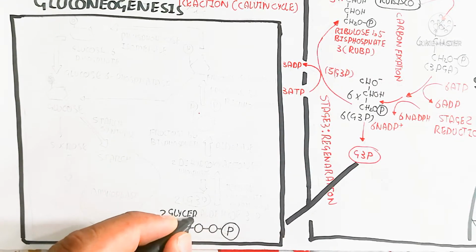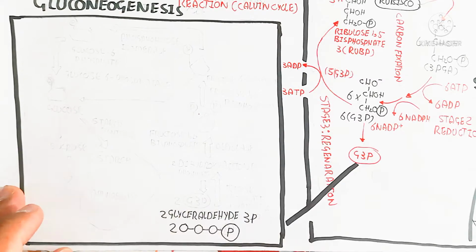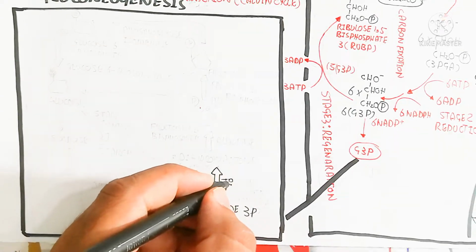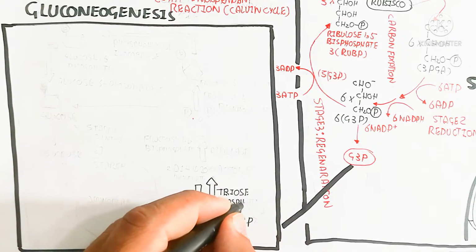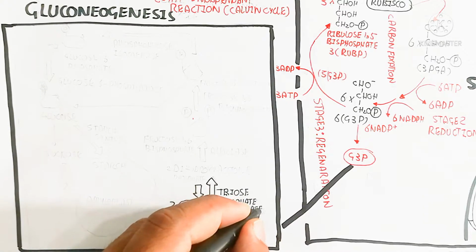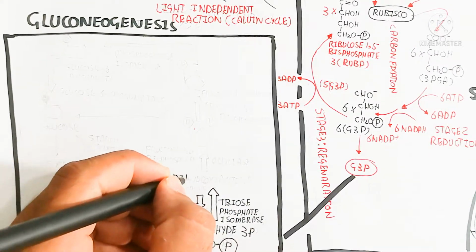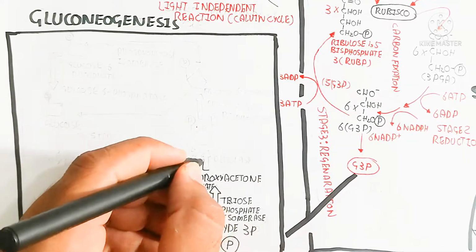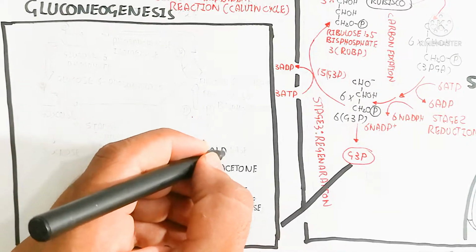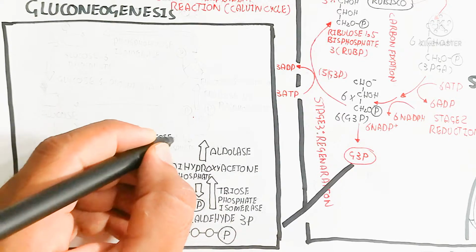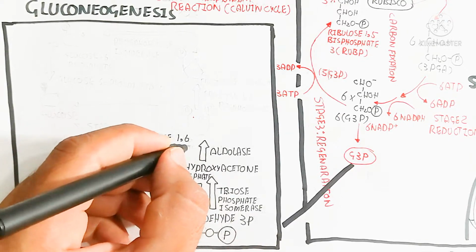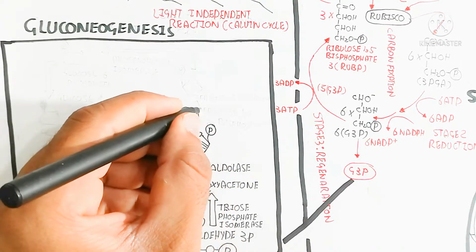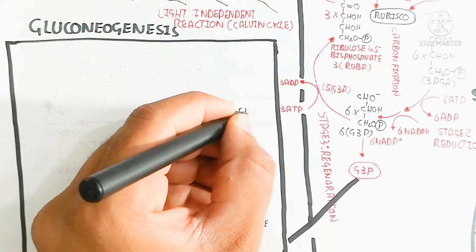So here is G3P, which is known as glyceraldehyde 3 phosphate, and there are 2 molecules after completing 2 cycles of the Calvin cycle. So 2 Calvin cycles run to produce 2 G3P, and these 2 G3P, in the presence of triose phosphate isomerase enzyme, are used to produce 2 dihydroxyacetone phosphate. This is the gluconeogenesis process, and the aldolase enzyme is then used to convert dihydroxyacetone phosphate to fructose 1,6 bisphosphate.